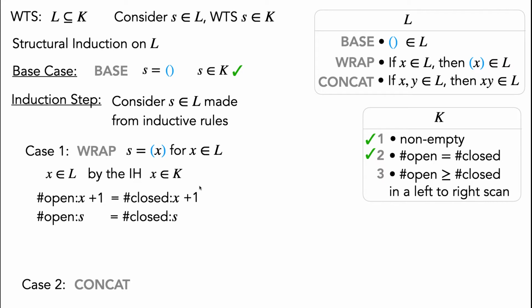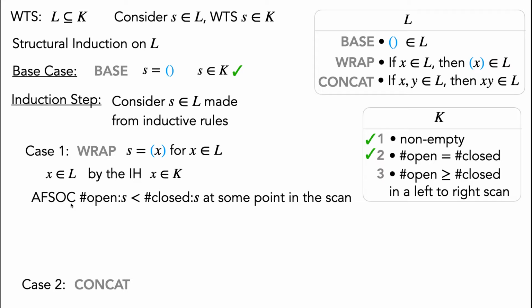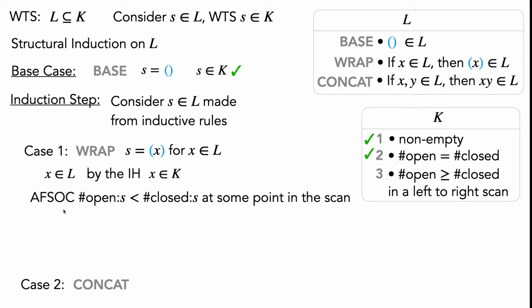So now let's get started on property 3. We want to show that in S, the number of open parens is always greater than or equal to the number of closed parens as you do a left to right scan. So let's start off by assuming for the sake of contradiction that this isn't true. In other words, the number of open parens is less than the number of closed parens at some point in the scan. The only way this can happen is if you read an unmatched closed paren, so that the number of closed parens becomes strictly greater than the number of open parens.